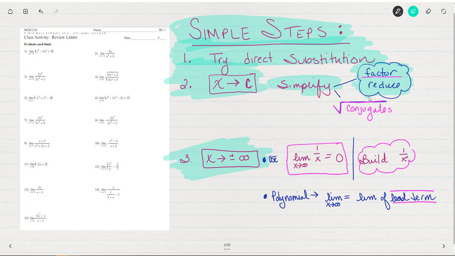And by the way, look at this little picture that I'm using. Do you see how I've written factor and then reduce kind of in the form of a fraction? That's to help you build a mental picture of a fraction, right? So when do you factor and reduce? When you have a fraction.